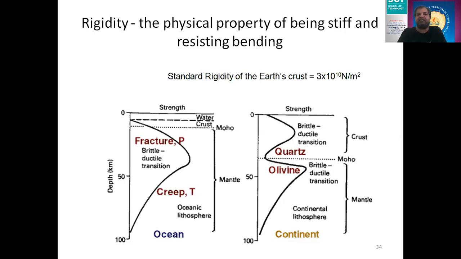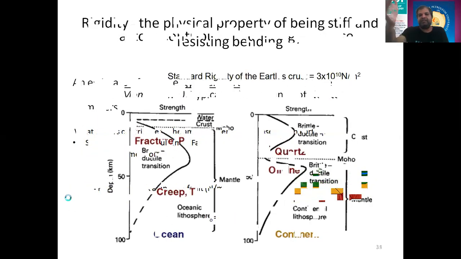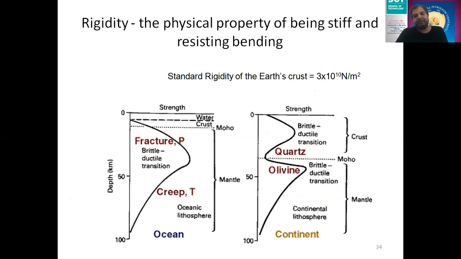However, this is just an explanation of the strength of the rock below the earth and how you can estimate the rigidity of the rock. The standard rigidity of the earth crust, you can consider, is 3 multiplied by 10^-10 Newton per meter square. So that mu value has been standardized. However, it is different below different types of continents.